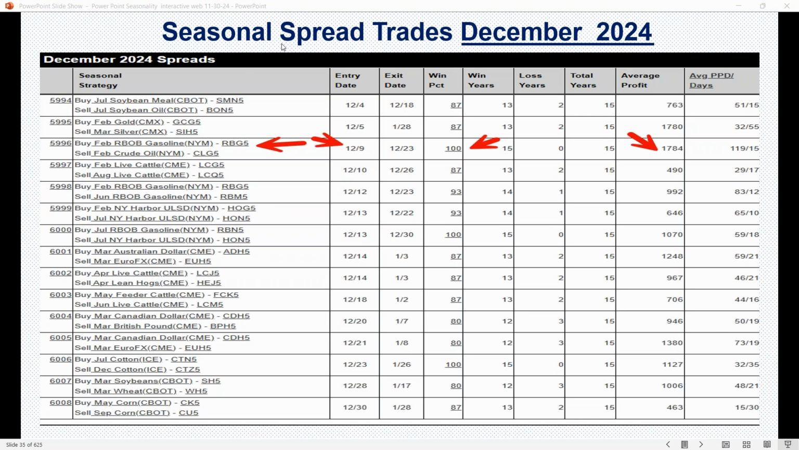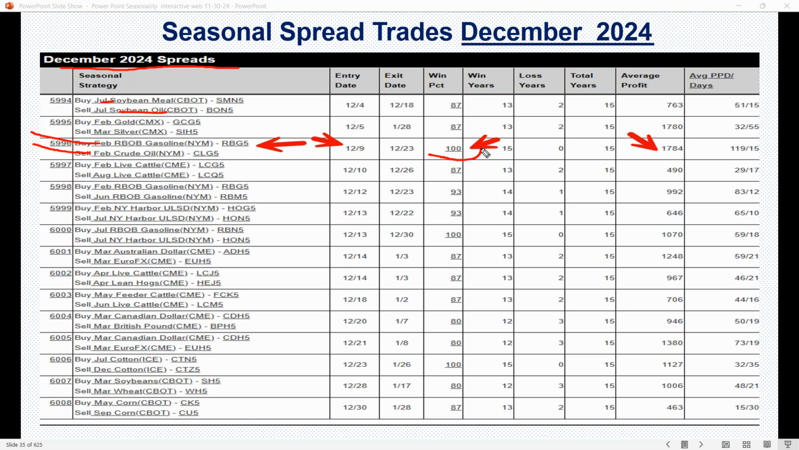So here's, again, the seasonal data. You can see there are a lot of things we can look at for spreads. These are spreads coming up in December, right? Here's one going long July soybean, short soybean meal, and then short soybean oil, things like that, or long gold and short silver futures. Or here's one that I like: long gasoline RBOB and short crude. So we'll take a look at that.